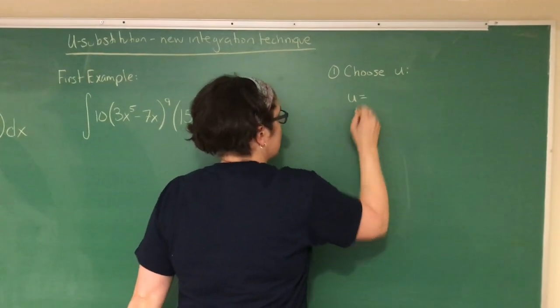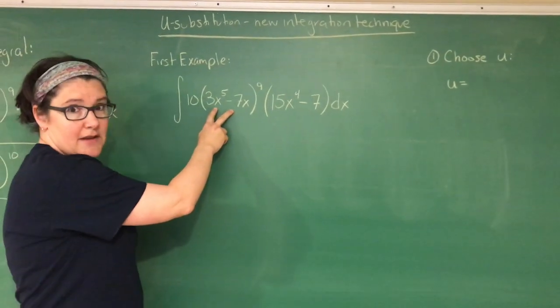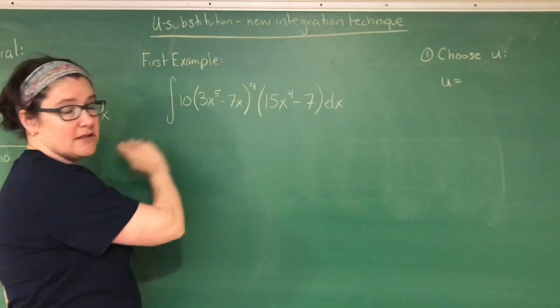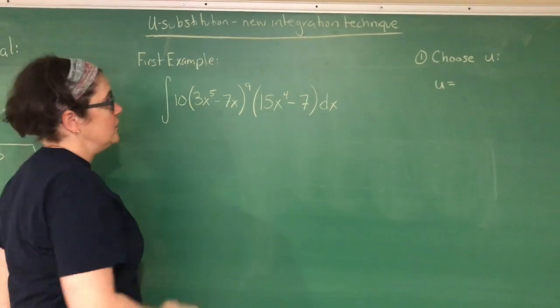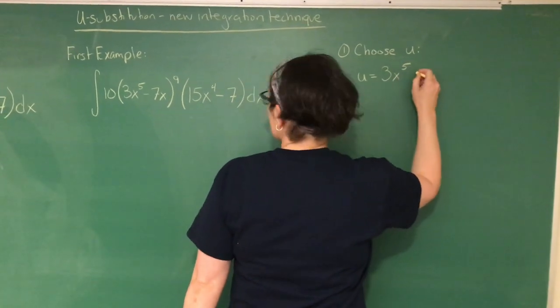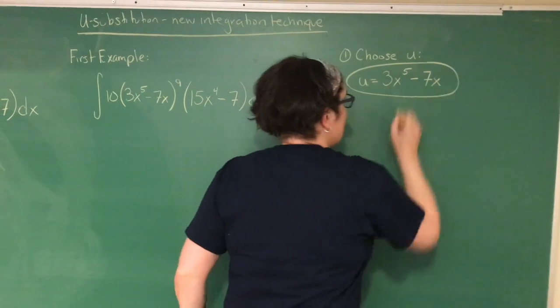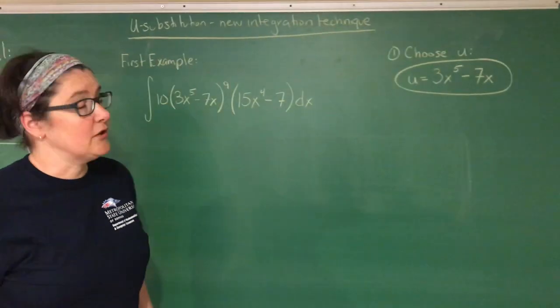So in our case, we are going to choose our U value to be the part inside the parentheses that's being raised to the power of 9. So we're going to choose U to be 3x^5 - 7x. And that choice is important, so I'm going to circle it.